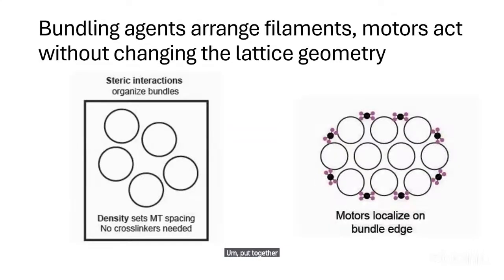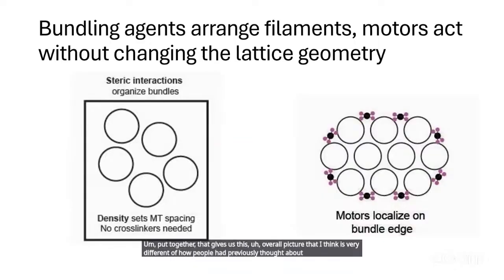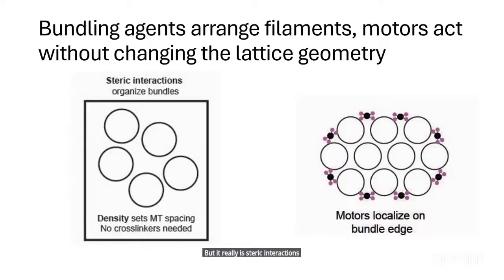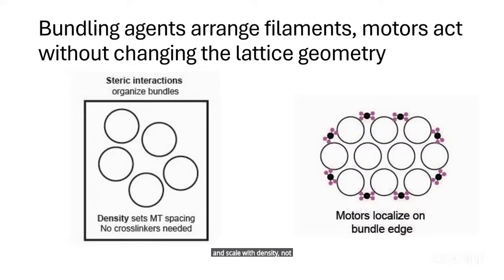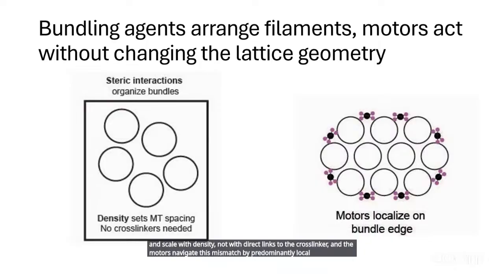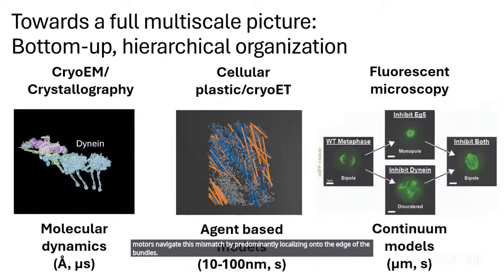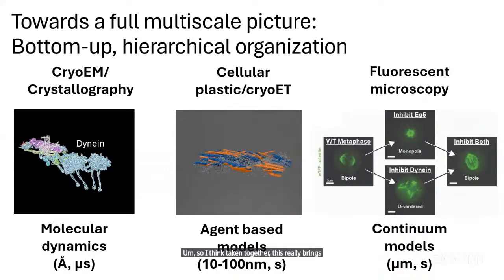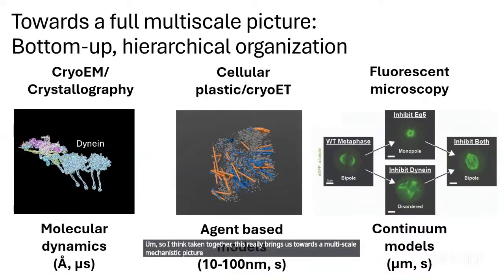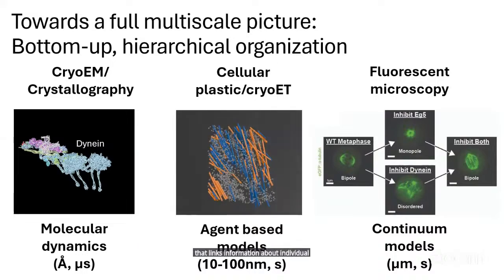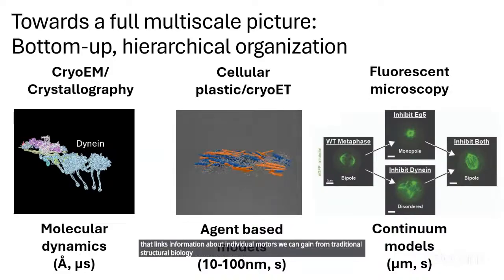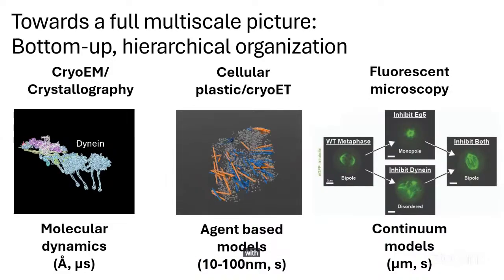Put together, that gives us this overall picture that I think is very different from how people have previously thought about these systems: that it really is steric interactions between adjacent microtubules that organize bundle structure and scale with density, not a direct link to the crosslinker, and that motors navigate this mismatch by predominantly localizing onto the edge of the bundles. So I think taken together, this really brings us towards a multi-scale mechanistic picture of how complex cellular structures assemble, that links information about individual motors we can gain from traditional structural biology and cryo-EM crystallography with dynamics that we see at the fluorescent scale.